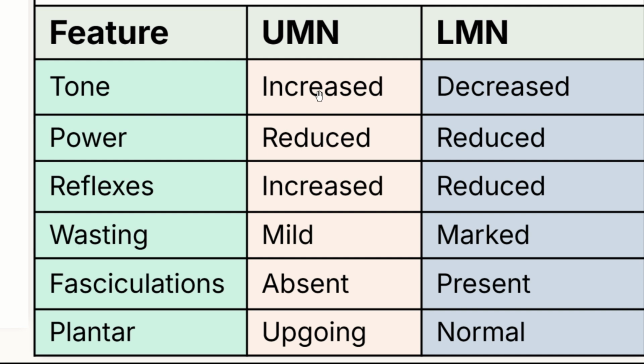Then with wasting, there's mild wasting in upper motor neuron lesions, but in lower motor neuron lesions, wasting is going to be marked, because the nerve is required to maintain the bulk. Denervation is a cause of atrophy in muscles. Then fasciculations are going to be absent in upper motor neuron lesions, whereas in lower motor neuron lesions you're going to have fasciculations. Then the plantar reflex is going to be upgoing, which is a positive Babinski sign, in upper motor neuron lesions, while it's going to be normal in lower motor neuron lesions.